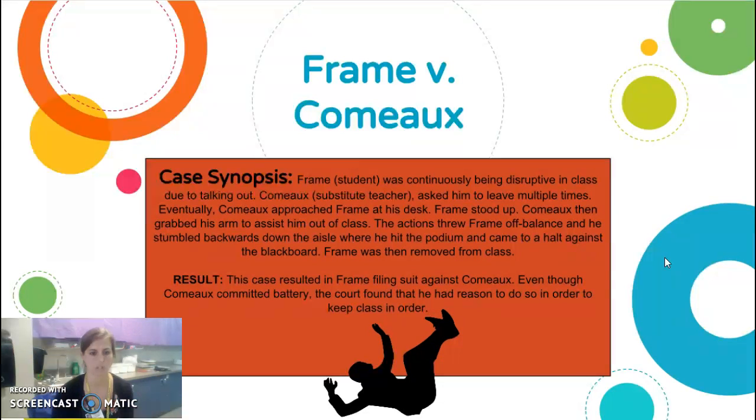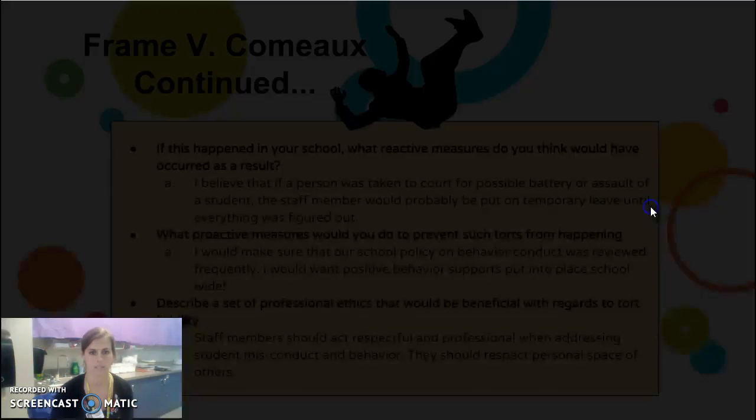The result of this case was that even though the teacher committed battery, the court found that he had reason to do so in order to keep class in order. And they said that the child kind of provoked it to happen. So they didn't get away with it.